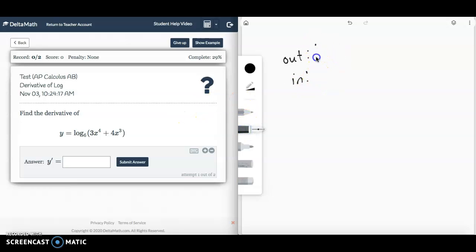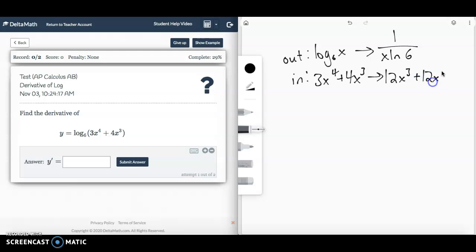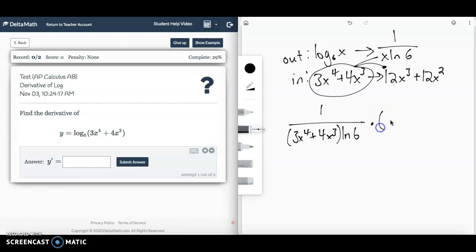So this one, you have to know the derivative of log base 6 of x. It is very similar to our natural log one, but it's 1 over x ln of your base. And then the derivative of the inside would be 12x to the third plus 12x squared. Derivative of the outside, keep my inside the same, times the derivative of the inside. So 1 over 3x to the fourth plus 4x cubed ln 6 times 12x cubed plus 12x squared.